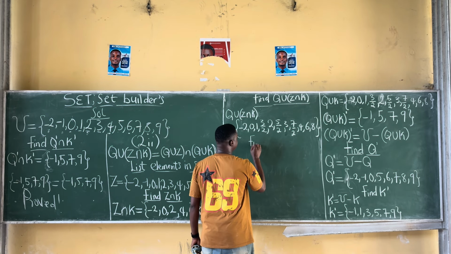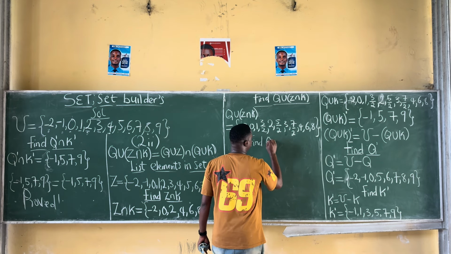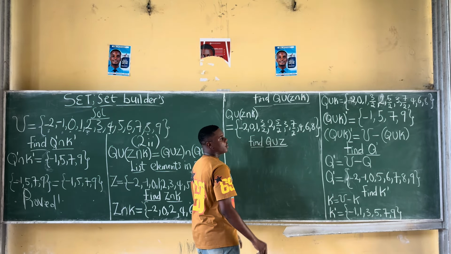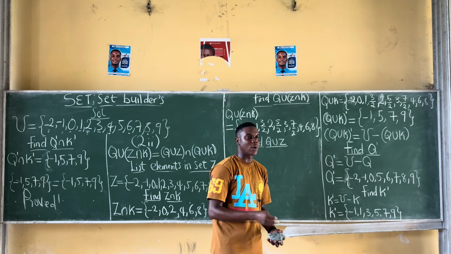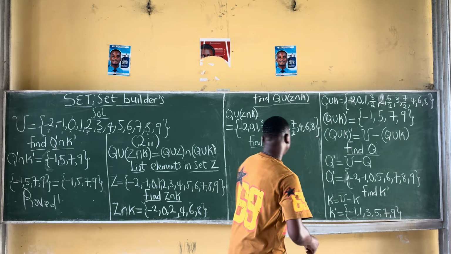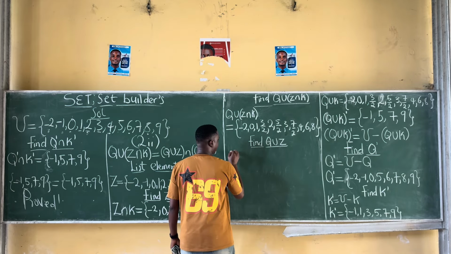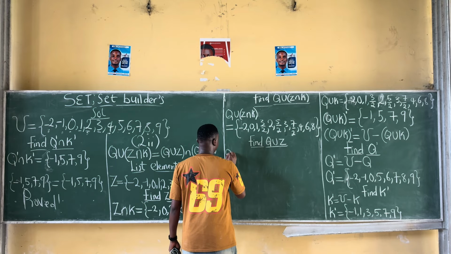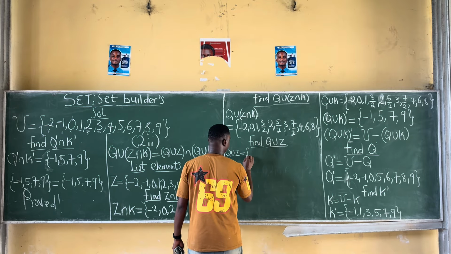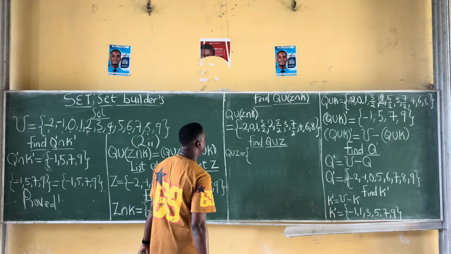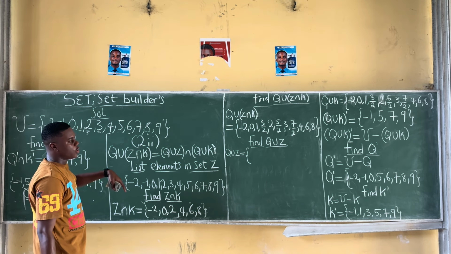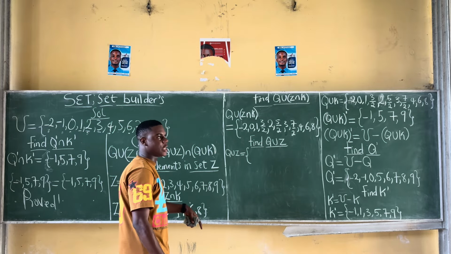Now let's find Q union Z. Find Q union Z. Q union Z simply means what is in Q and in Z. So let's get it. Q union Z is equal to... Now check what is in Q that is also found in Z.